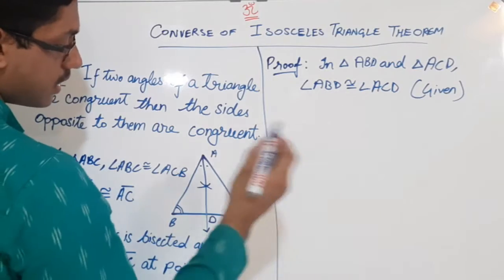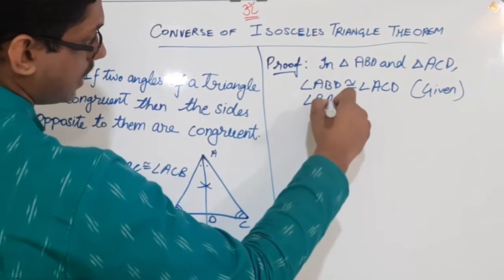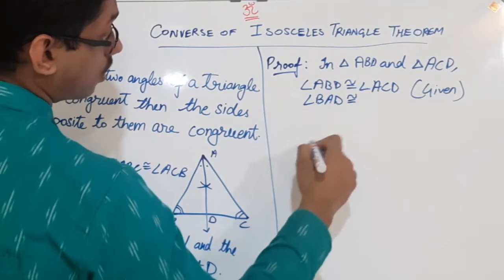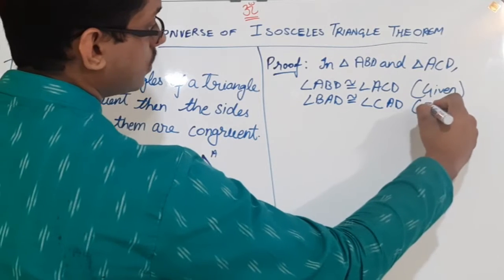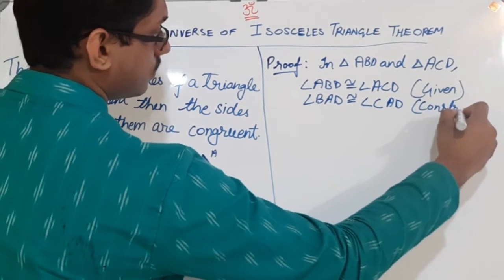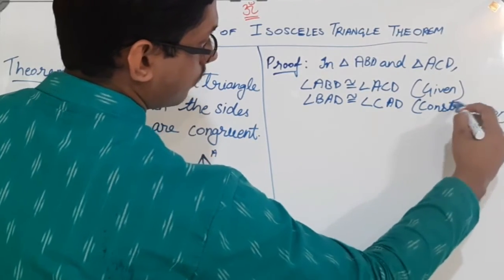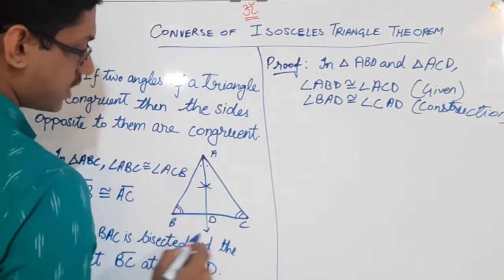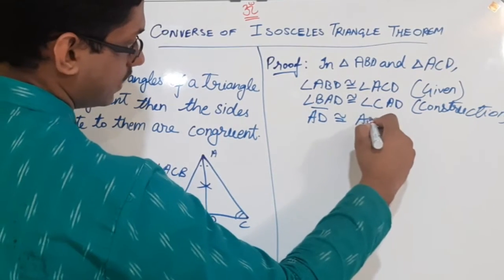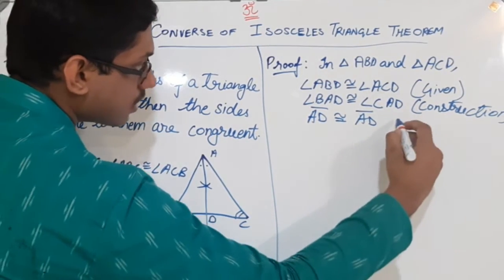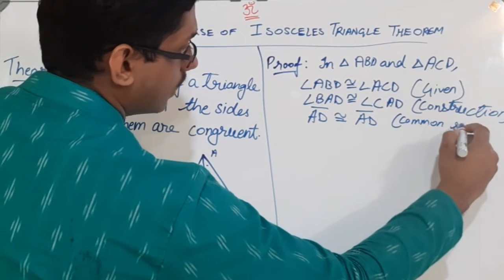Then comes the construction part. Angle BAD is equal to or congruent to angle CAD, which is construction. Then comes the common side. Side AD is congruent to side AD, which is common side.